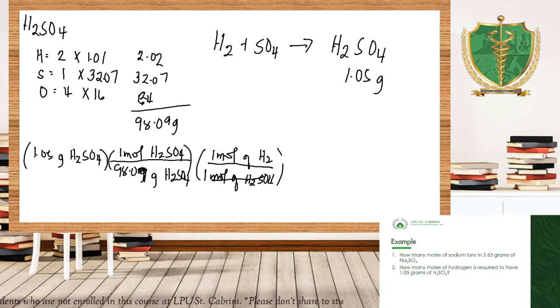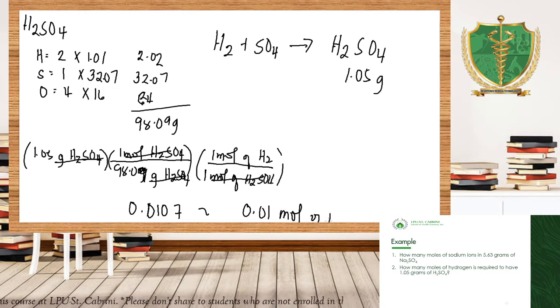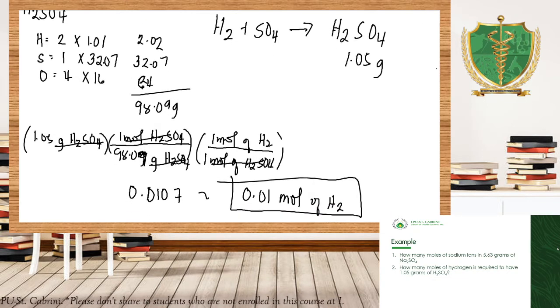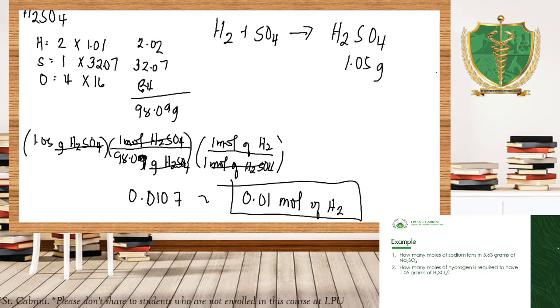So, cancel same units. So, that will be 1.05 times 1 times 1 divided by 98.09 will give us 0.0107, or that will be 0.01 moles of hydrogen. Okay, 0.01 moles of hydrogen.